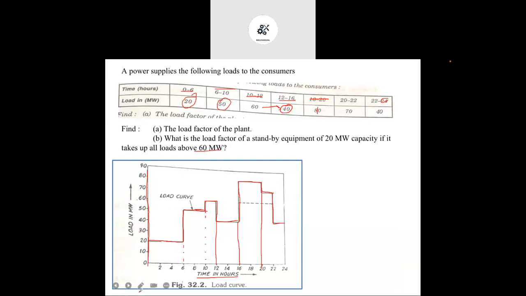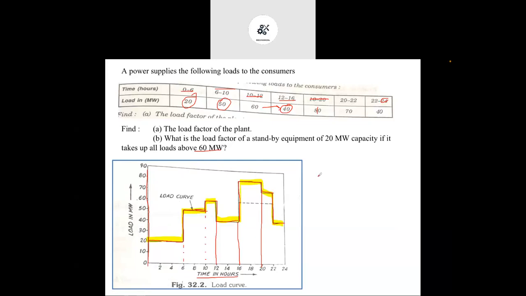Then again, from 20 to 22, it will reduce to 70 megawatts, and for the last 2 hours it will reduce to nearly 40 megawatts. So this is the simple load curve. If I highlight this, you will understand this is the total load curve.